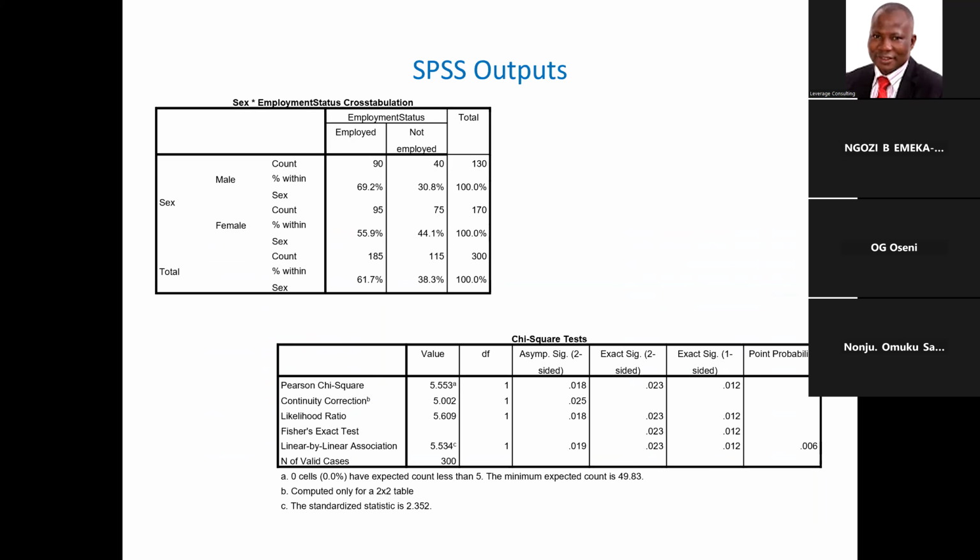Look at the table below. You see Pearson chi-square 5.553, continuity correction, which is the Yates correction, 5.002, likelihood ratio chi-square 5.609. Fisher exact test, can you see 0.0? The Fisher exact test, I will talk about it. I think it is here on my slide? Yes. Let me just say, we'll talk about it.